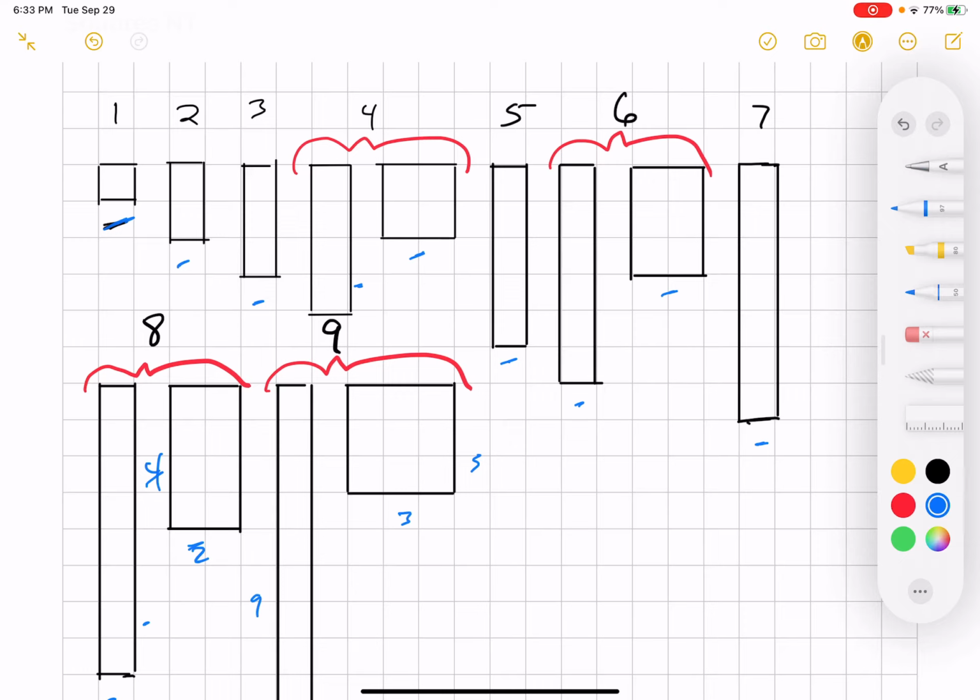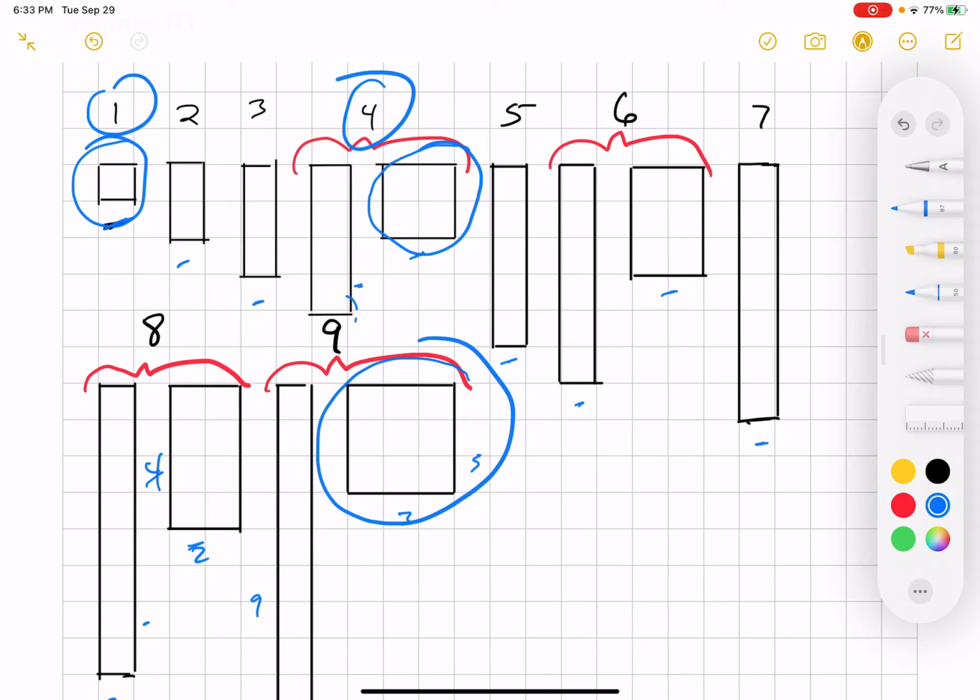Which numbers can you find squares for, which numbers make squares? So if you look, I'm just going to circle them here. There's a square, there's a square, and there's a square. So I have the numbers 1, 4, and 9. Okay, so what are the sides of those squares?